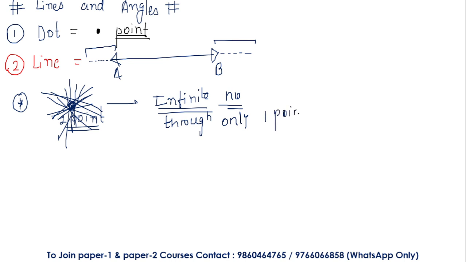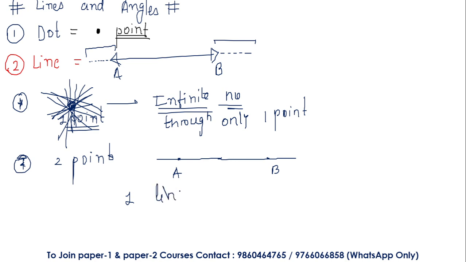Okay, but if there are 2 points, for example, point A and point B, always remember, if we have to pass a line that is going to cross A as well as B, only one line can be drawn commonly in between A and B. Only one line can be passed through A and B, or through 2 points, okay.